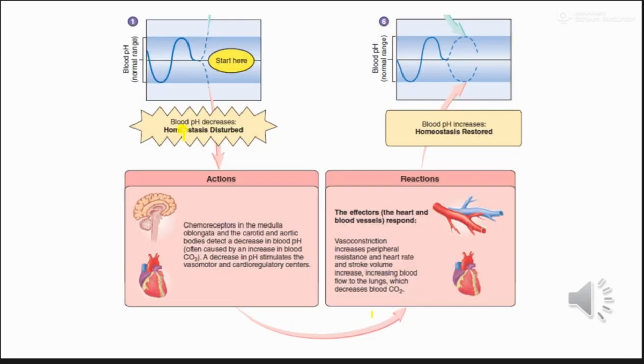So let's see the opposite part naman. Blood pH decreases, meaning there is more carbon dioxide in the blood. Again, they will be detected by your chemoreceptors in the medulla and in the carotid and aortic bodies. They will stimulate the vasomotor and cardioregulatory center. So effect niya, increase vasomotor tone: vasoconstriction, increased peripheral resistance, heart rate, and stroke volume, and increased blood flow to the lungs to expel your carbon dioxide so that you will have an increased pH.